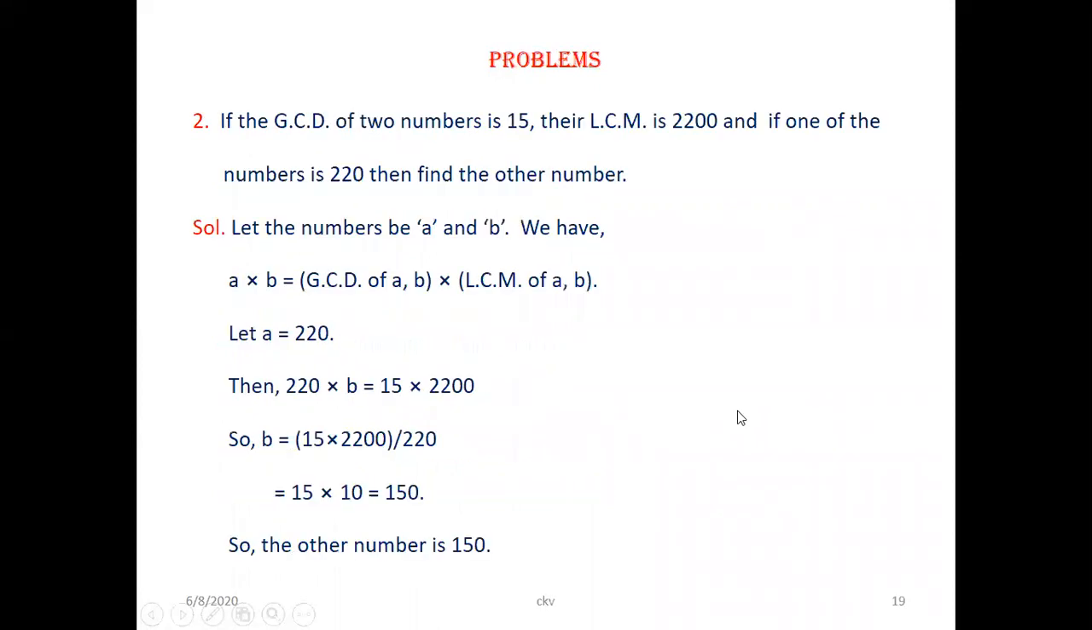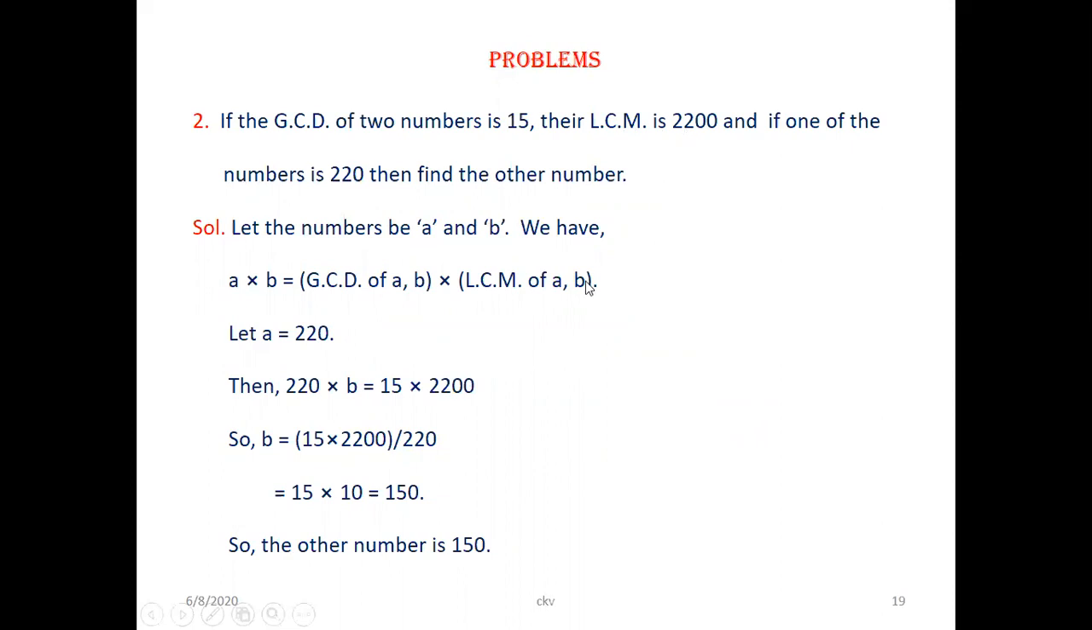Okay. Next question is, see here we have to make use of whatever you learned, the applications of the GCD and LCM. See here GCD of 2 numbers is given and their LCM is known to you. One of the numbers is also given. Then they ask you to find out the other number. There are 2 numbers. You know only one of the numbers. You know their GCD and LCM. So what is the other number?